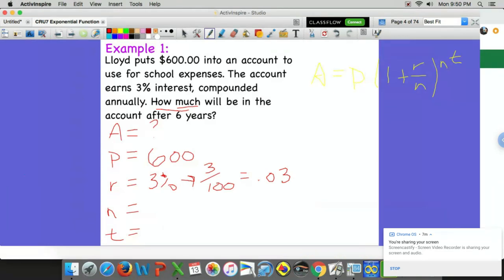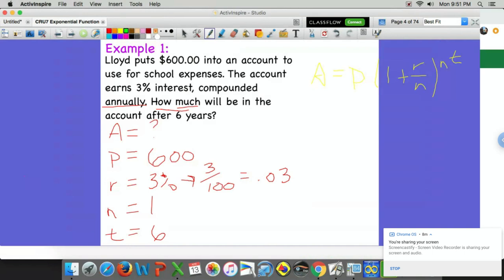So now we have N. N is going to be the number of times it's compounded. What's awesome is that it almost always tells you compounded such and such. In this case, it says compounded annually, and we know annually means 1. So N is going to be equal to 1. And then time, well, what number represents time in the problem? It says it in the last sentence: how much will be in the account after 6 years. So we know our T is going to be equal to 6.